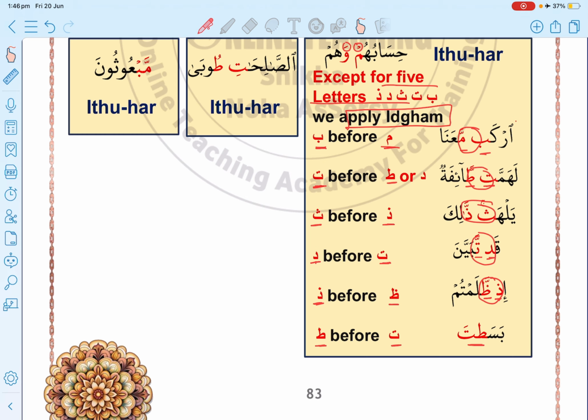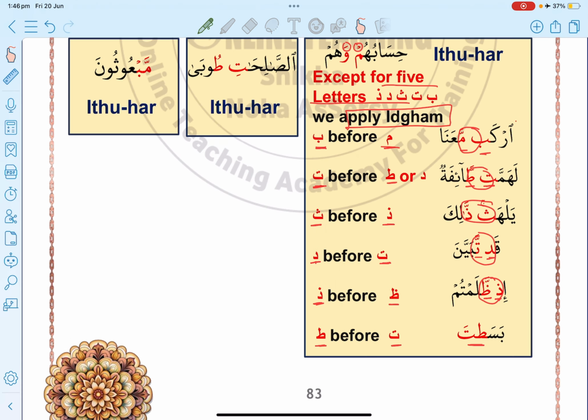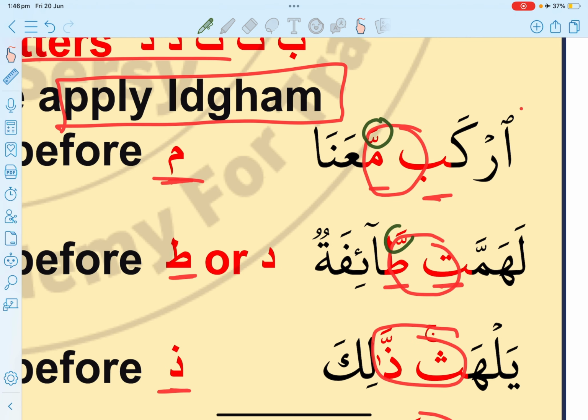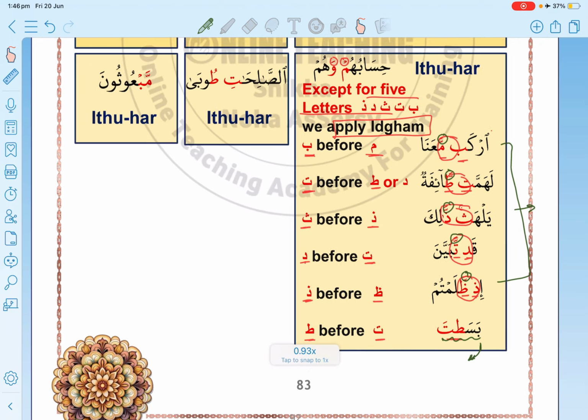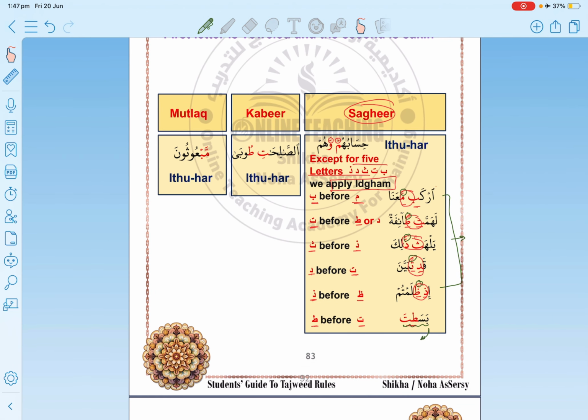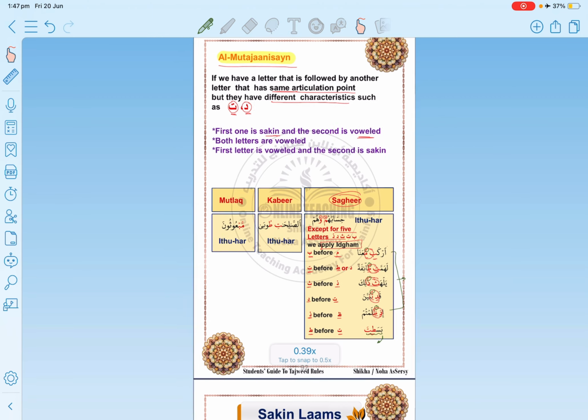Here there is idgham naqis. We call it naqis. Why? Because it doesn't have a shadda. You see here, okay, here you can see a shadda. Here there is a shadda, and here there is a shadda, but in this word there is no shadda. So this idgham we call naqis, but all these we call idgham kamil because there is a shadda. So that's for the idgham or the صغير type in the mutajanisan.